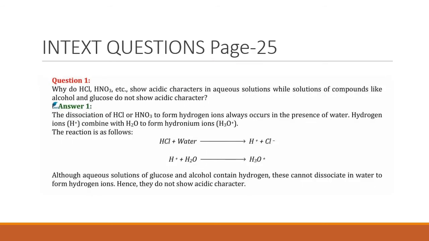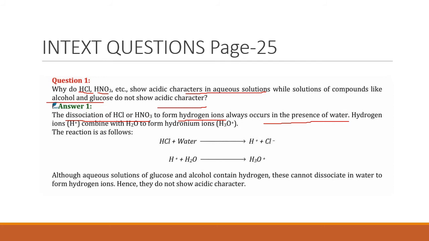Intext question 1 from page 25. Here, the first question is why do hydrochloric acid, that is HCl, and HNO3 etc., that means the mineral acids, show acidic character in aqueous solution, while compounds like glucose and alcohol do not show acidic character. For this I already showed you one experiment in my video. So once again let us discuss: the dissociation of hydrochloric acid or nitric acid to form hydrogen ions always occurs in the presence of water.